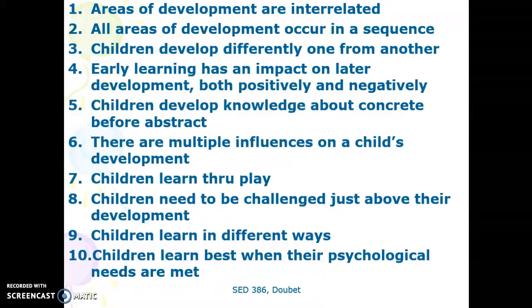So let me use an example here. Number 1, areas of development are interrelated. So what we're talking about there, and what I would type as my example, is that the teacher has an activity for the children to do in the classroom where they are sorting different colors of bears. So we've got red, blue, green, and yellow little plastic bears. And those bears also come in 3 different sizes: small, medium, and large.